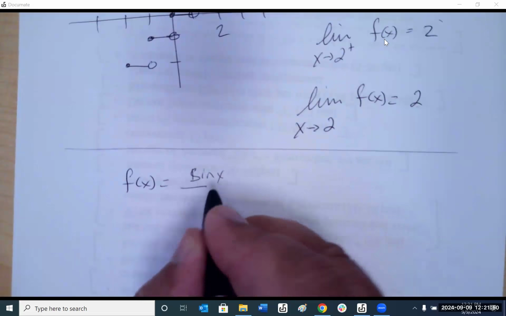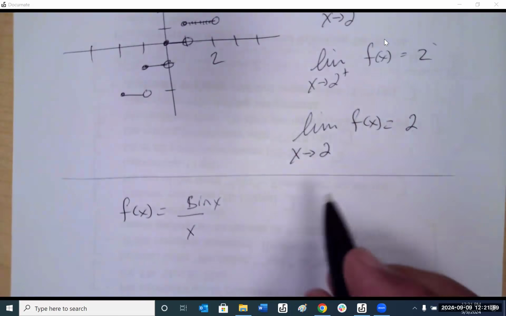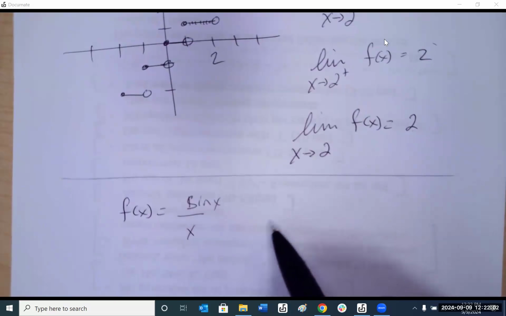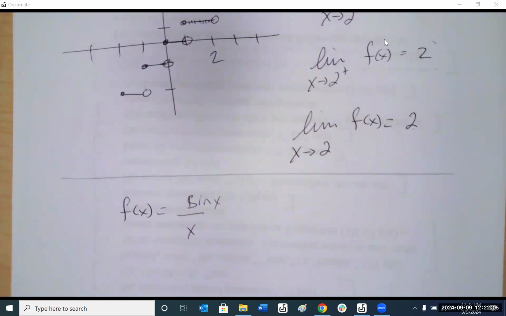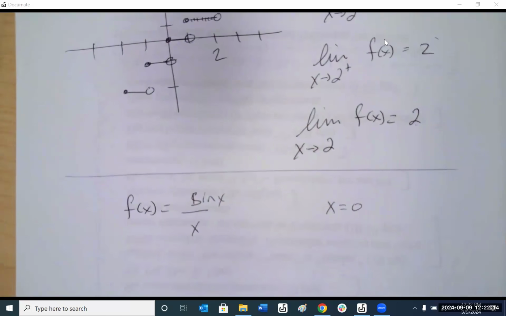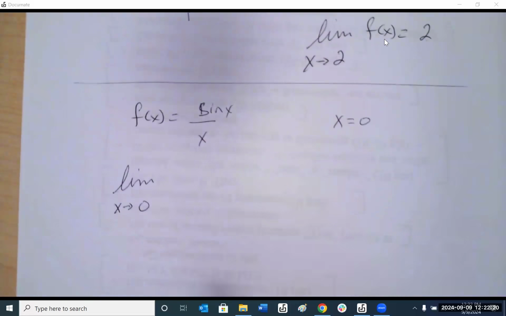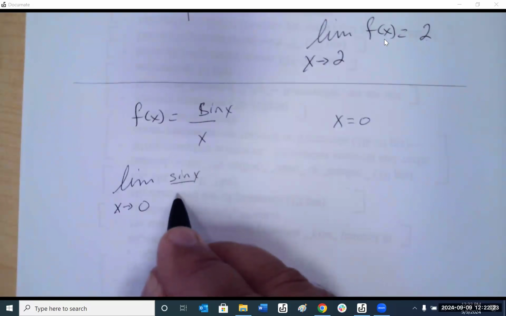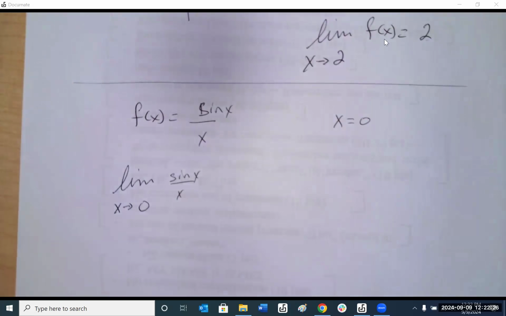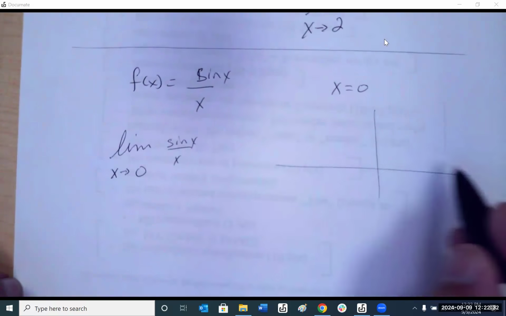Well, let's do sine x over x. Because remember, to be continuous, what's the only point in contention that'll give us a problem here? What's the only x value that's going to give us a problem? So if we looked at the limit as x approaches zero, remember, to be continuous, what has to exist? Let's look at the graph.